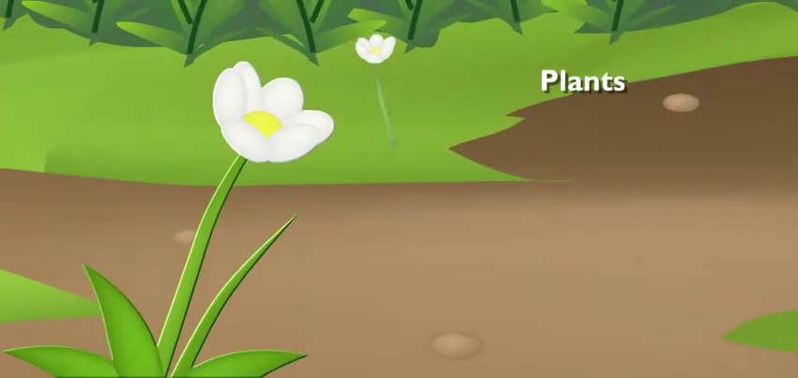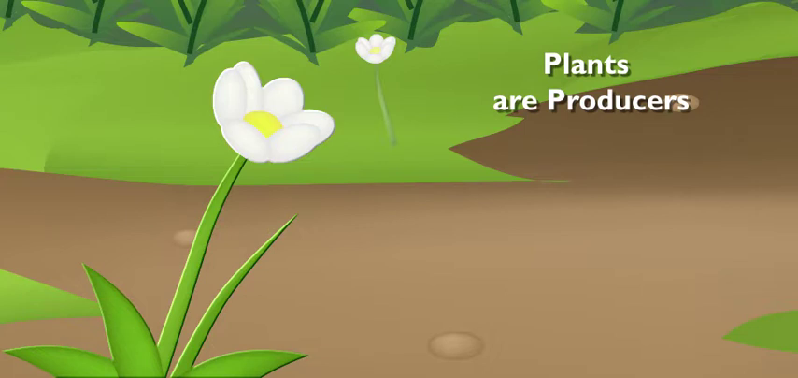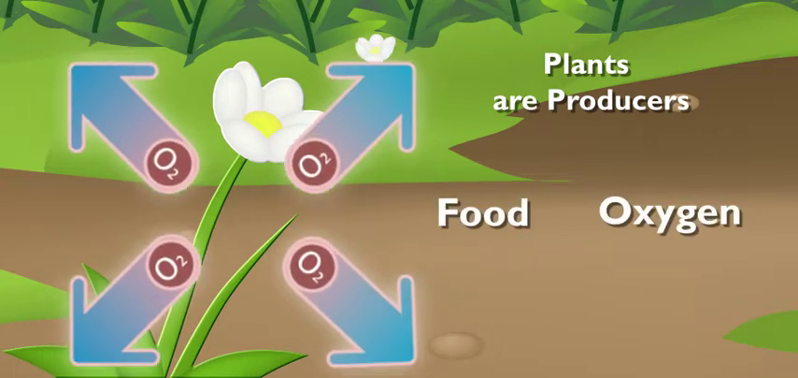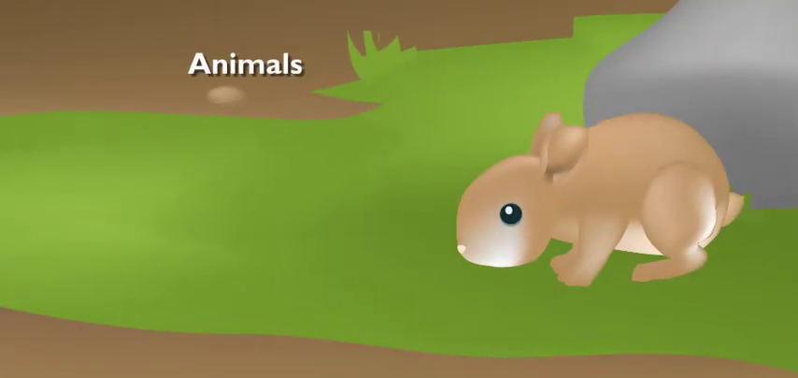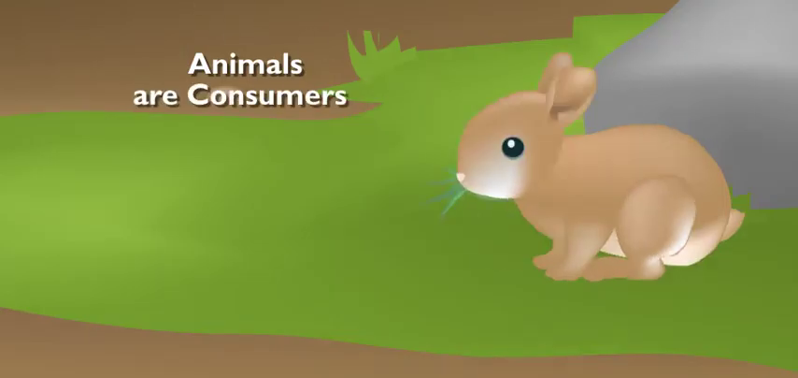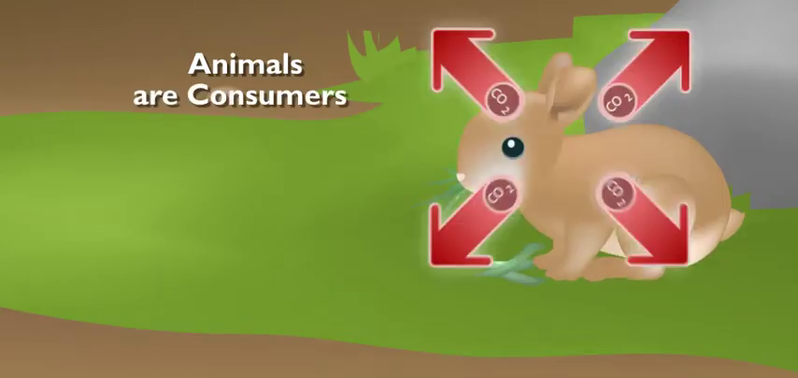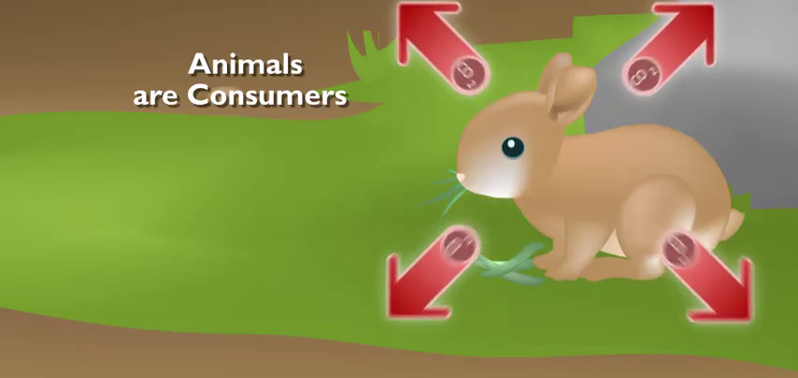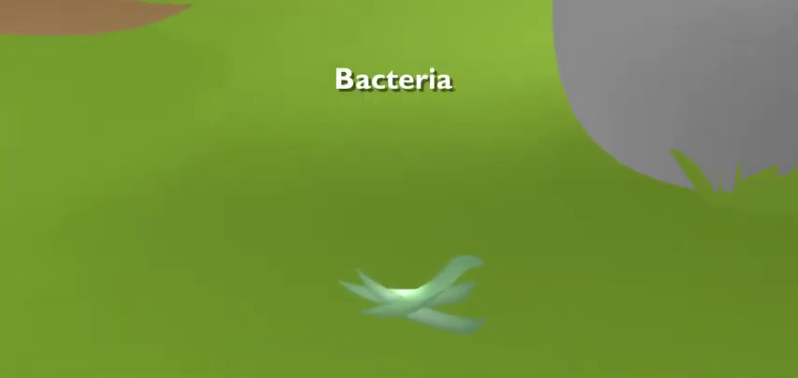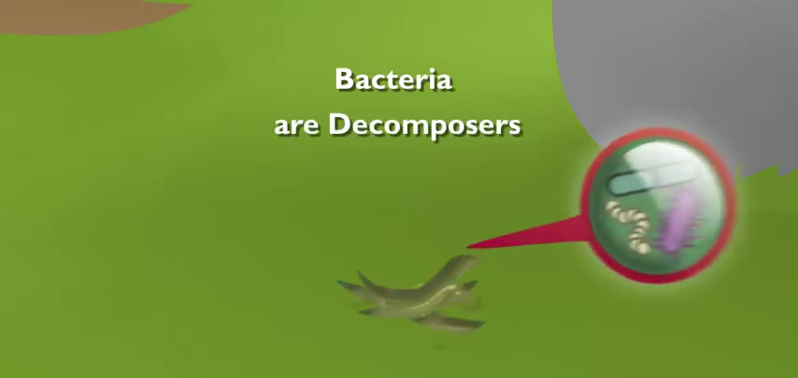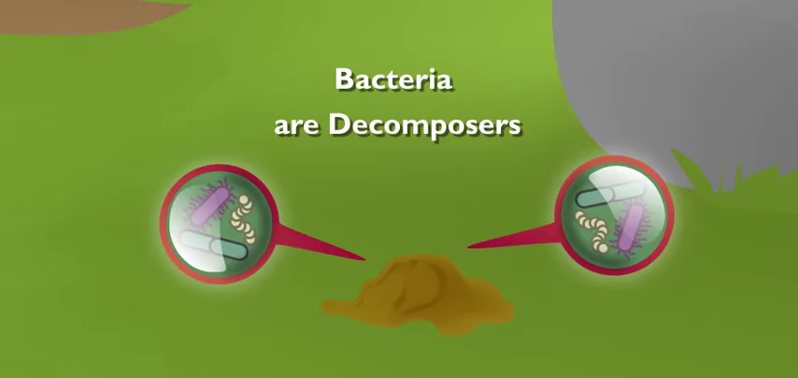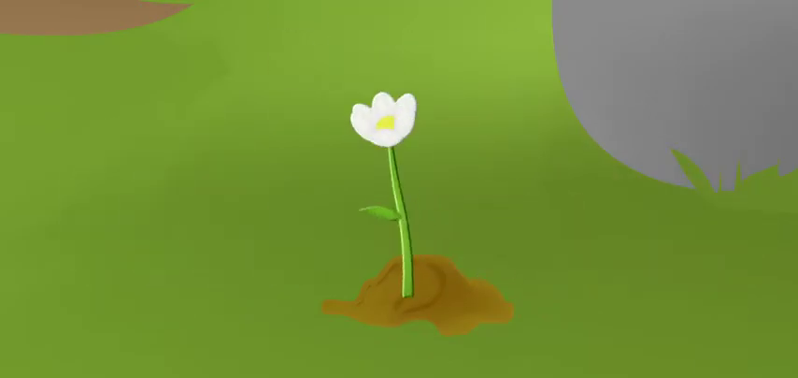What do plants do? Plants are producers. They make food and oxygen for the animals. And animals? Animals are consumers. They eat the plants and other animals and give off carbon dioxide to help keep the plants alive. How is bacteria important? Ew. Bacteria are decomposers. They break down the dead animals and plants and turn them into minerals that help things grow. That's pretty sweet. It is.